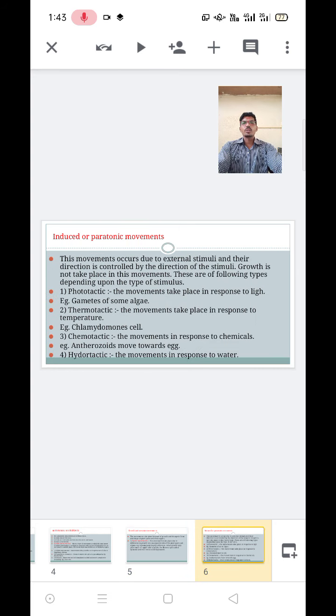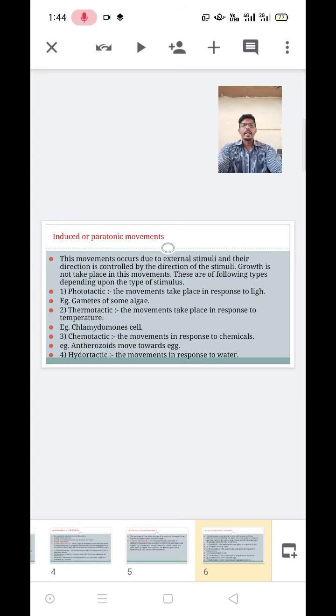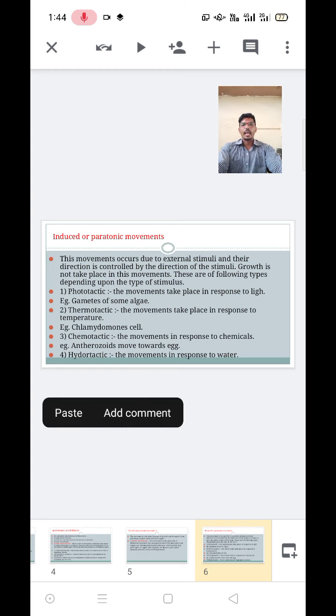Next one is the induced or paratonic movement. The movement occurs due to external stimuli and its direction is controlled by the direction of the stimuli. Growth does not take place in this movement. These are of the following types depending upon their stimulus. Phototactic: the movement that takes place in response to light is called phototactic. Example is the gametes of some algae. Next one is thermotactic: the movement in response to temperature is called thermotactic. Example is Chlamydomonas cells.